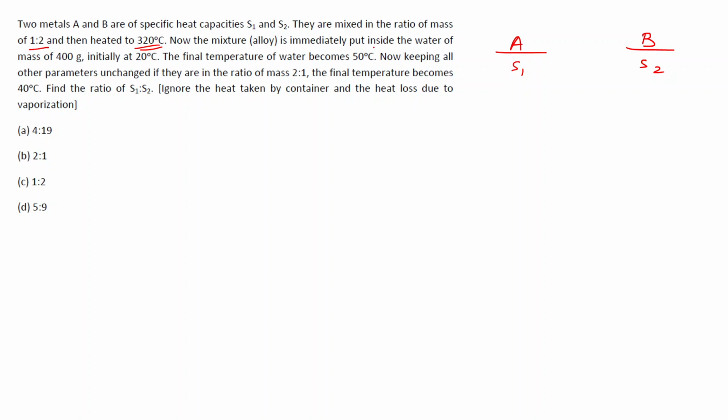Now this mixture is put inside water, where the temperature of the water is 20 degrees centigrade. When we put this heated alloy in the water, it reaches equilibrium and the final temperature of the water becomes 50 degrees centigrade. Now, keeping all other parameters unchanged, if they are in the mass ratio of 2:1, so in one case we are considering they are mixed in the mass ratio of 1:2.